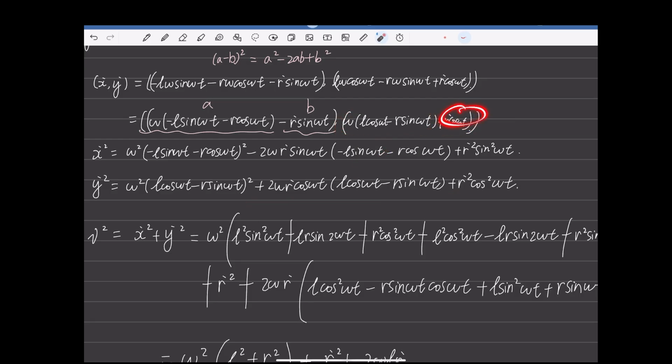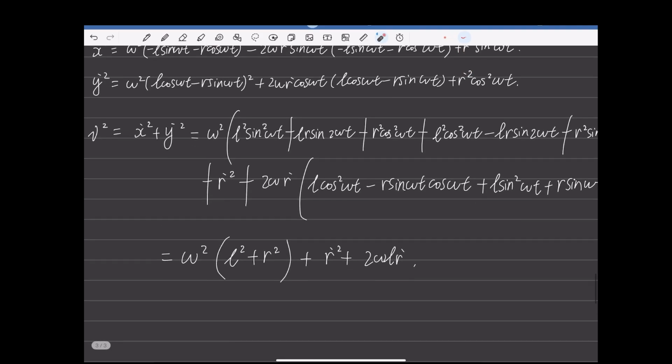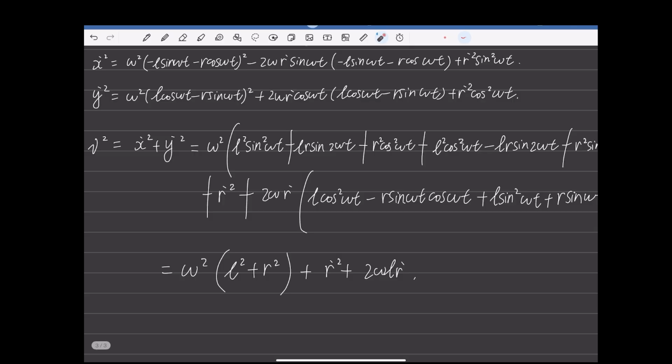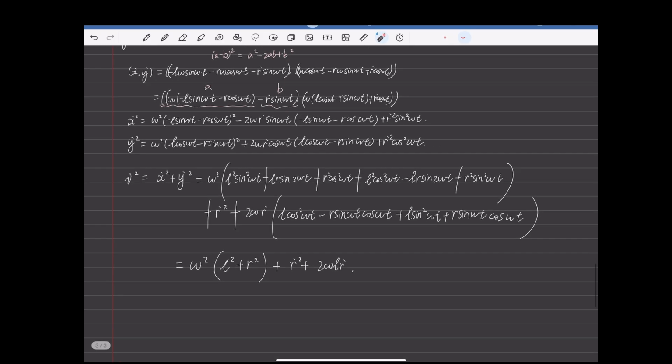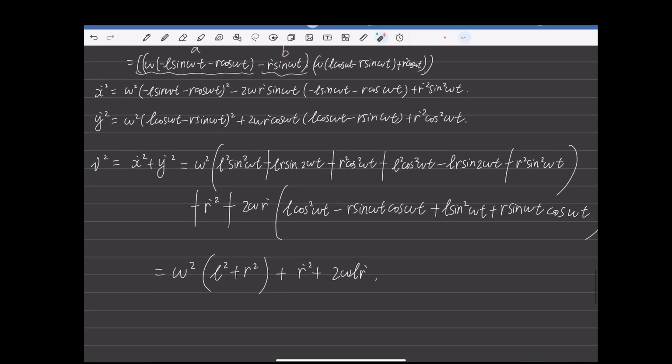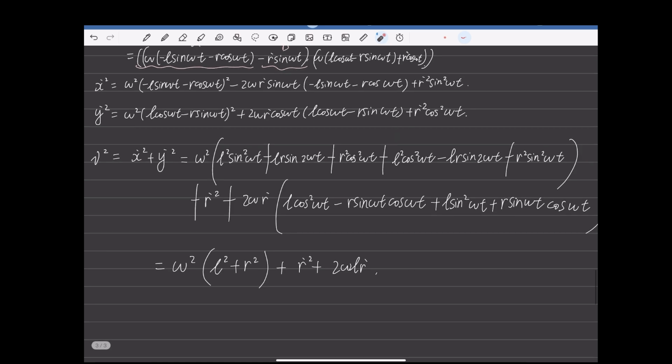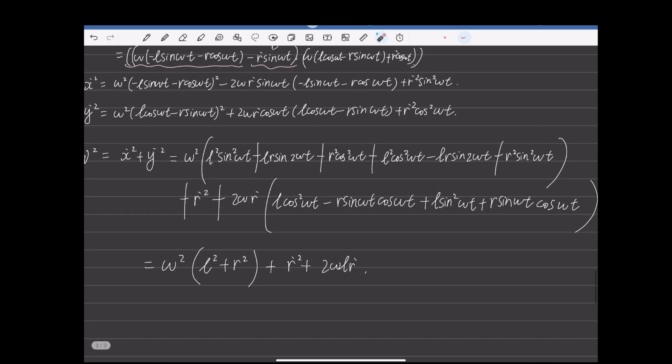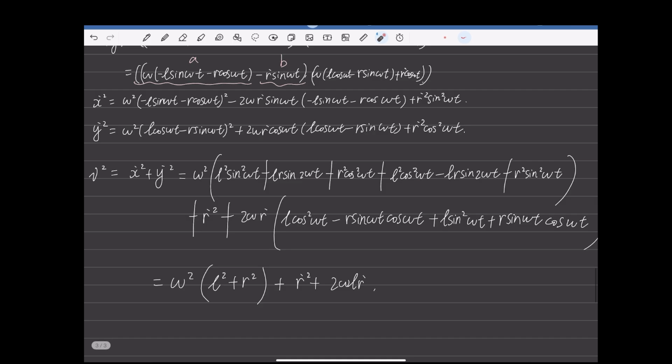And then basically this last term squared again. And now let's actually get the v squared term, which is x dot squared plus y dot squared. It's actually quite complex because there are a lot of terms here, but after we combine them together, we can simplify them a lot. So x dot squared plus y dot squared.